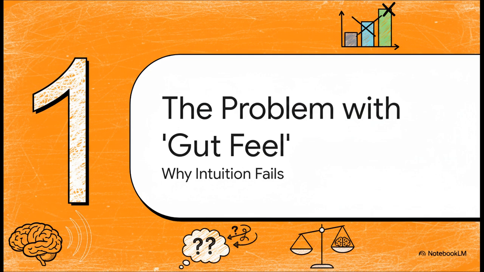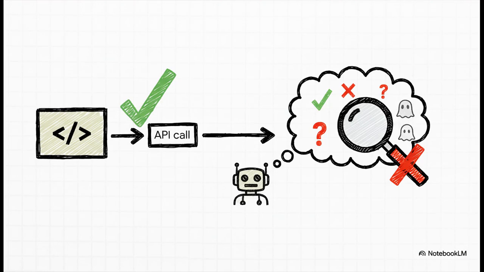See, relying on that gut feel isn't just a little inefficient, it's risky. When you're building real applications that people are depending on, you can't just cross your fingers and hope for the best. Intuition is great for creativity, but for quality, we need something more rigorous. We need a system. This really gets to the core of it. Our old toolkit is just incomplete for this new world.